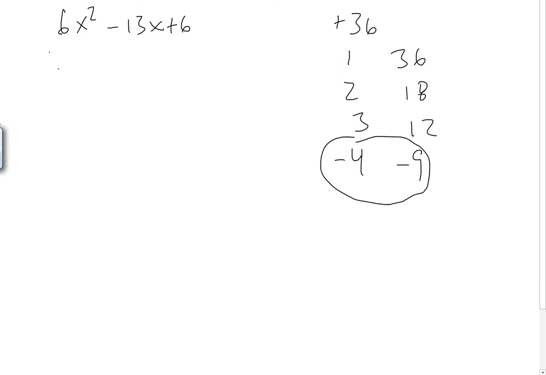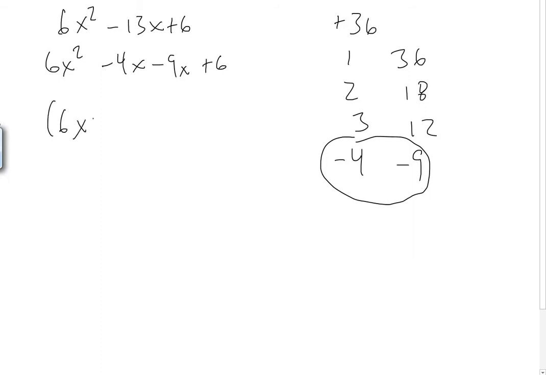So I take 6x squared, I break apart that 13x to be negative 4x minus 9x, and then the positive 6 stays the same. So I could forget about all this work. It was just me trying to figure out how to separate this 13x into two other smaller choices, making change for them.